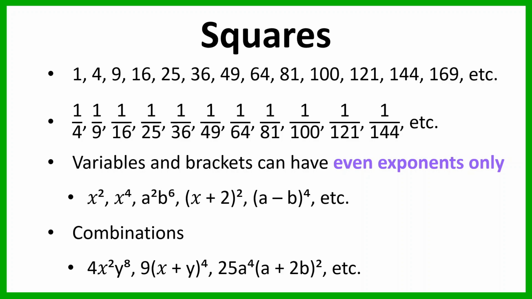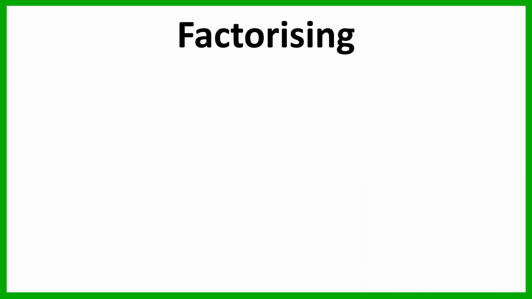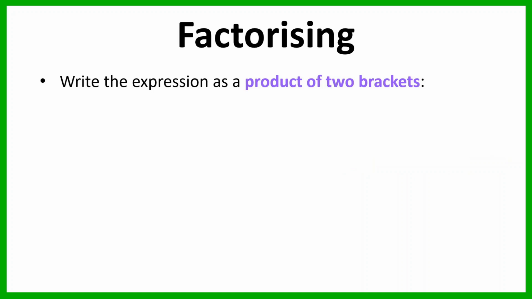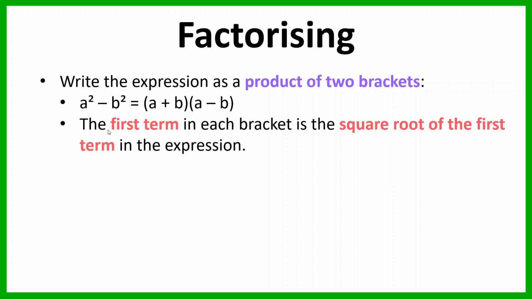Okay, so now let's go and have a look at how you actually factorize algebraic expressions that have difference of two squares. Okay, so the first thing you're going to do is write the expression as a product of two brackets. So over here, if I've got a squared minus b squared, it's two terms, one is squared, the other is squared, and there's a minus between them. You're going to write it as a product of two brackets. In those two brackets, the first term is going to be the square root of the first term in the expression. So the square root of a squared is a. So that goes into both of the brackets.